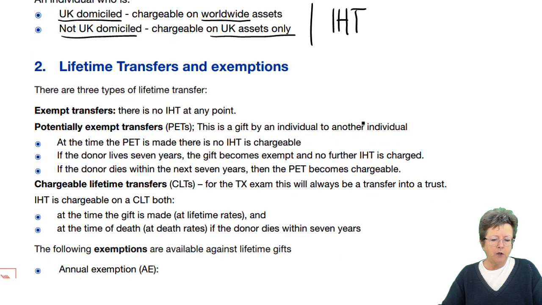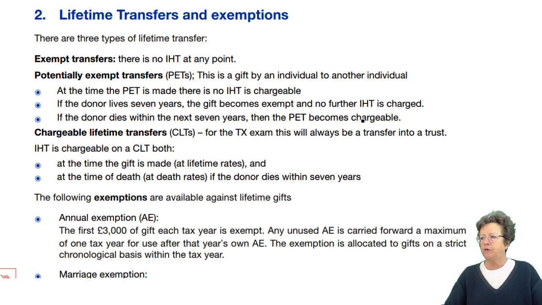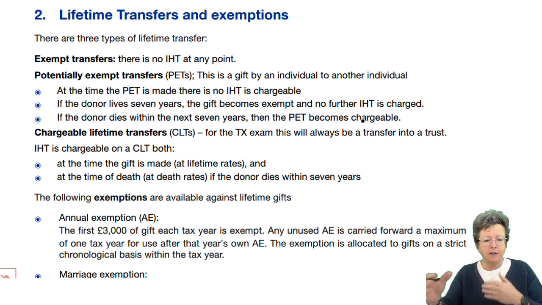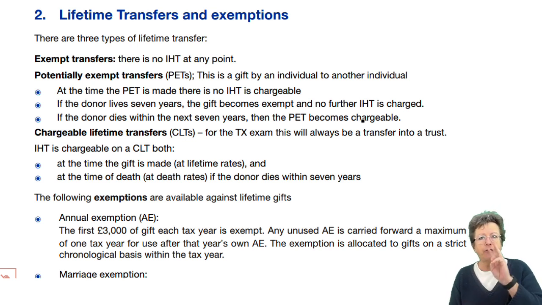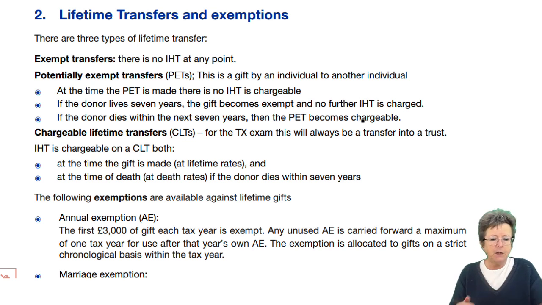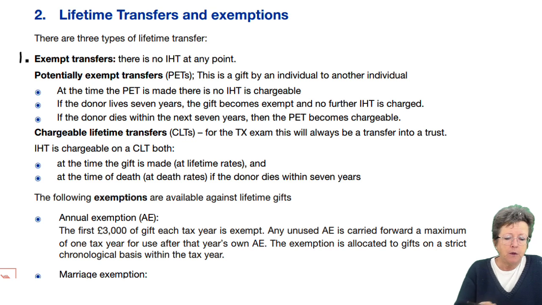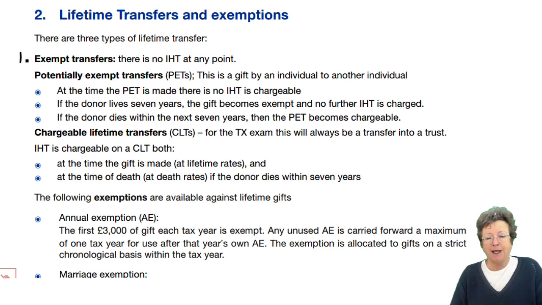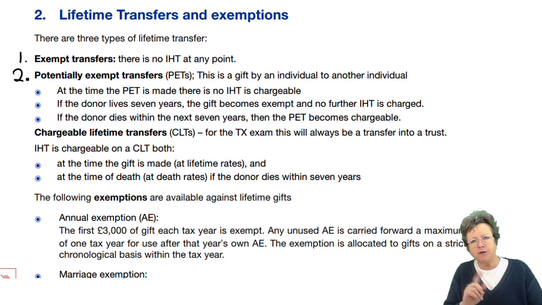So we are looking now at lifetime transfers, just at gifts that are being given during somebody's lifetime. They've decided to transfer some assets. Now, there are three types of lifetime transfer. One, exempt transfers, where there is no IHT at the point, and there are various reasons why, which we'll look at later. Two, potentially exempt. In other words, they're not exempt yet, but potentially they could be.